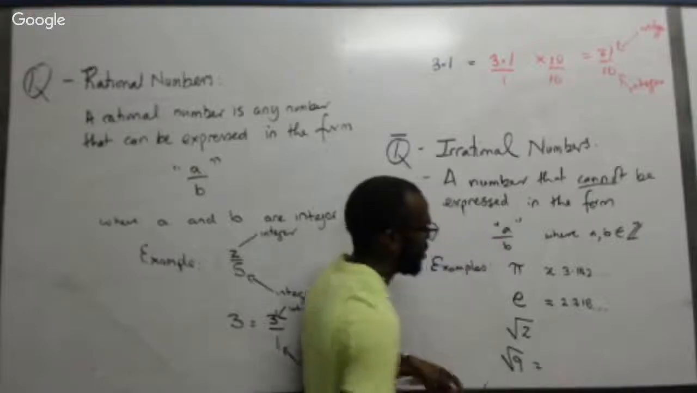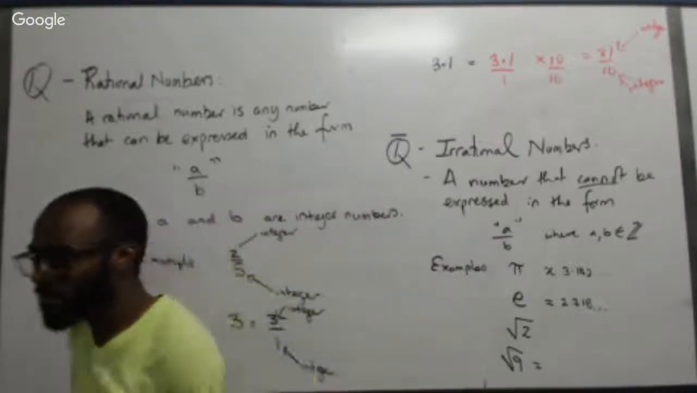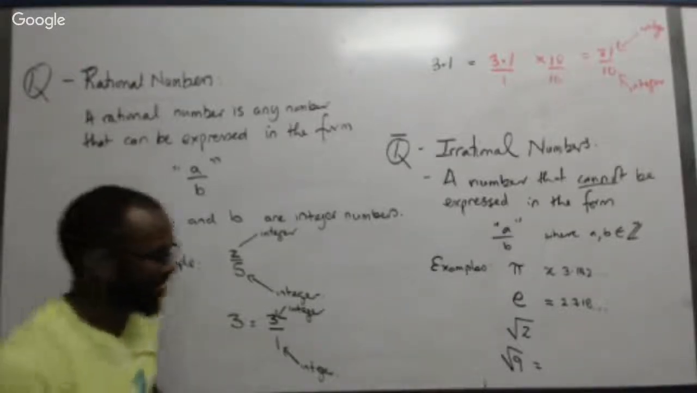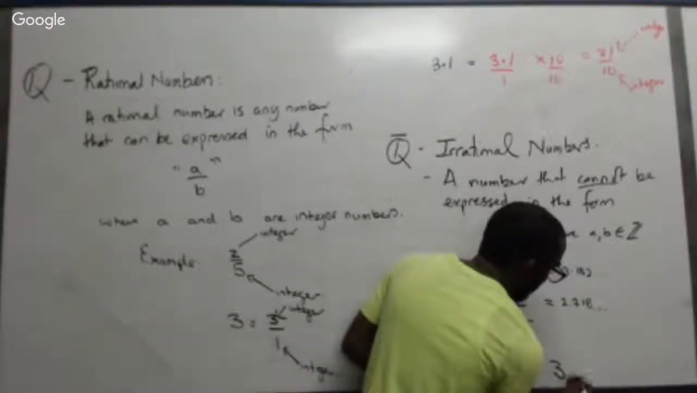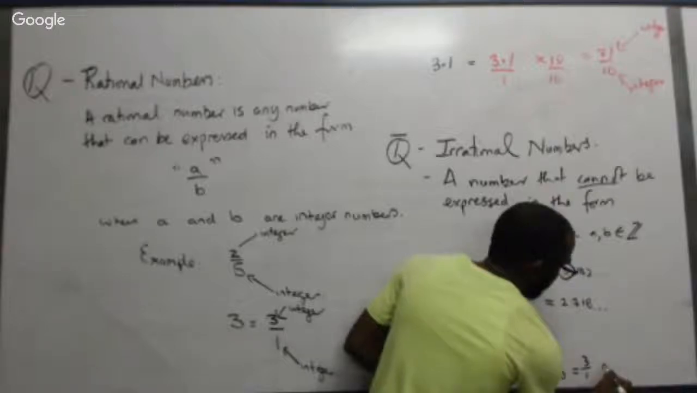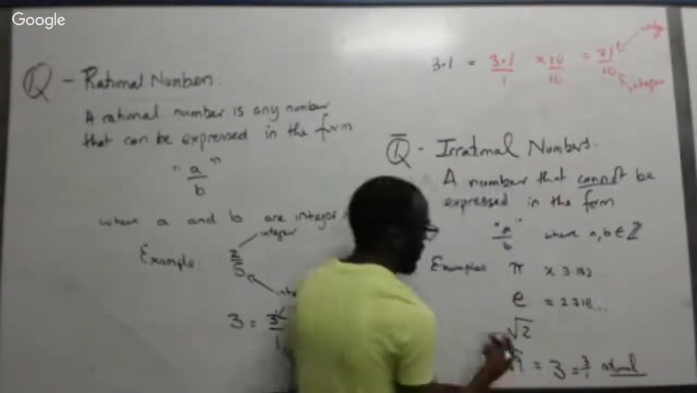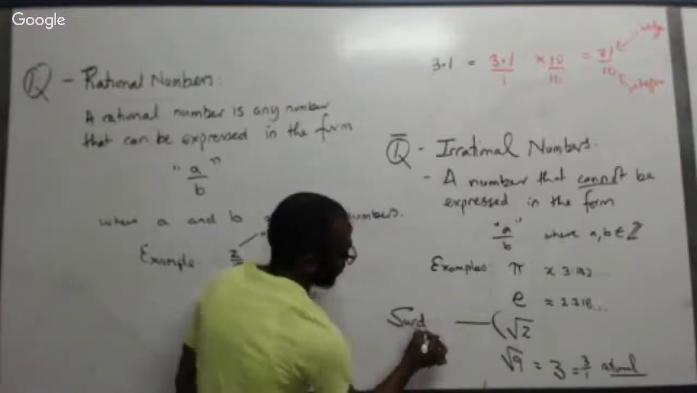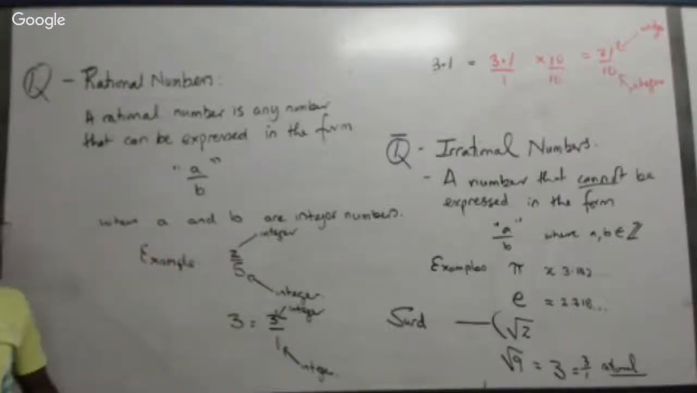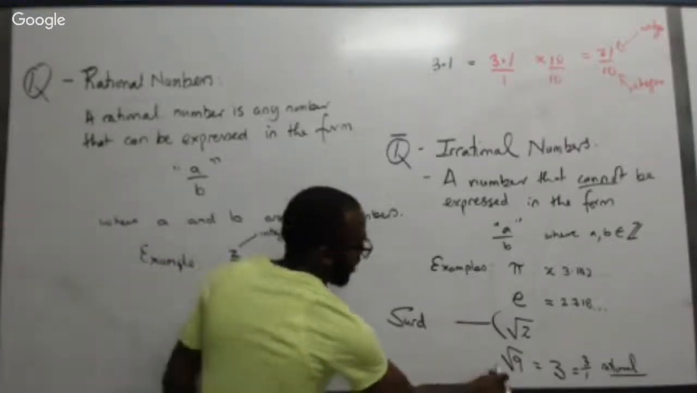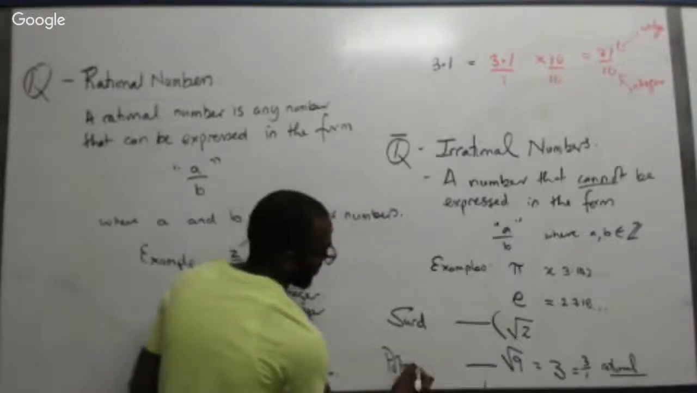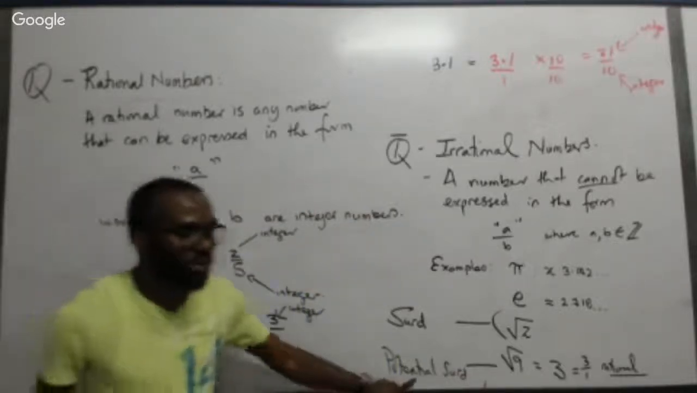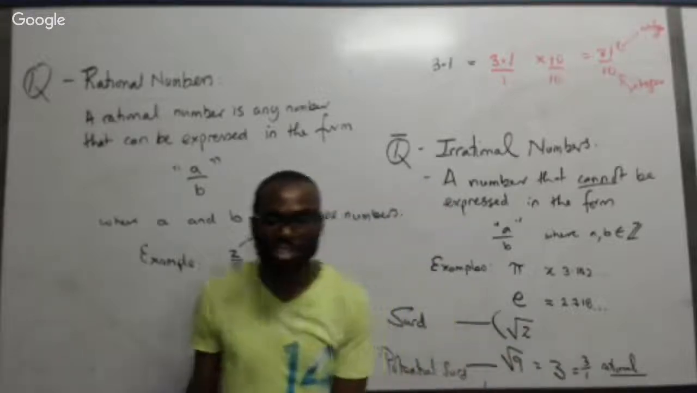Is root 9 an irrational number? No. Why not? Because 3 is the square root. So the square root of 9 is 3, and that can be 3 upon 1. This is rational. So that was another example. Anything with a root is a potential surd. But we show that it was only potential because it was not a real surd. It was a rational number.